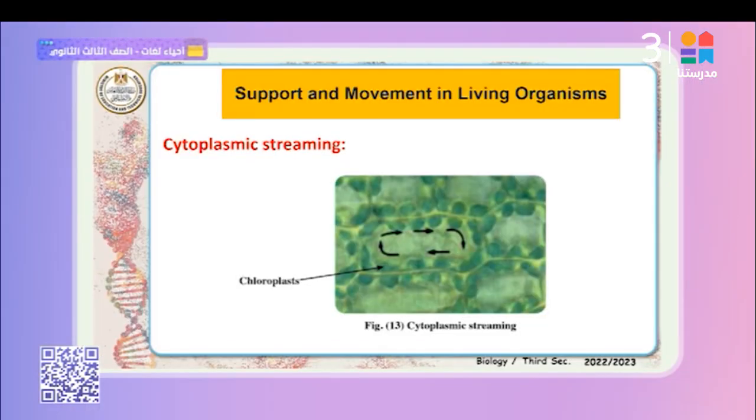Another type of movement, cytoplasmic streaming, continuous movement. Cytoplasm contains organelles and the nucleus. The organelles found inside the cytoplasm move as a result of the movement of the cytoplasm, because the cytoplasm is in continuous movement. That's right. Okay.